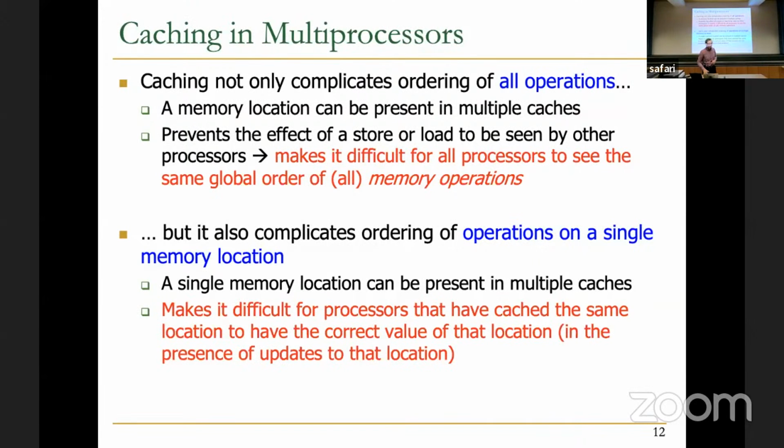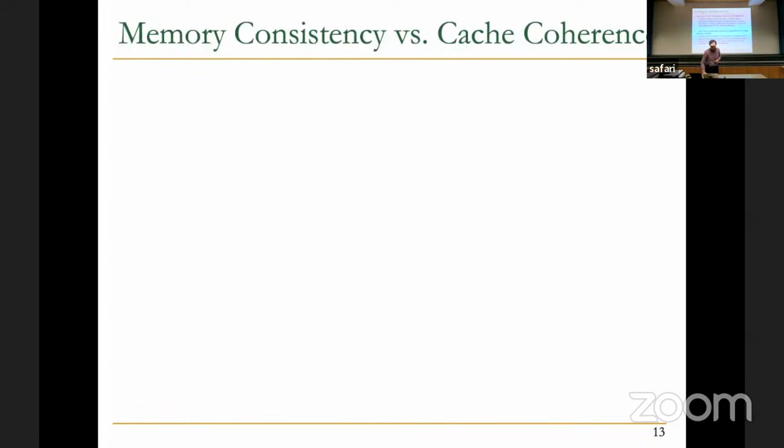And now this makes it difficult for processors that have cached the same location to get the correct value of that location. For example, if one processor updates that location, writes to that location, another processor needs to be aware of it if it wants to get the correct data, right? And usually you rely on getting the correct data. If it's a shared data, for example, or if it's a lock synchronization, if it's synchronization metadata or shared data, you really want to get the correct data. Okay, so that's the problem basically.